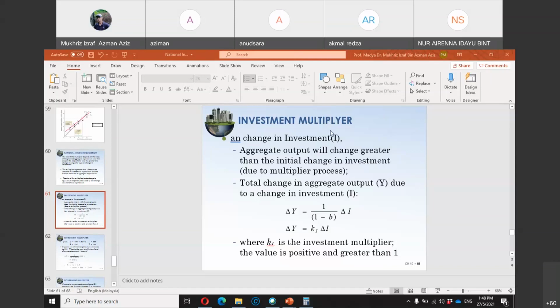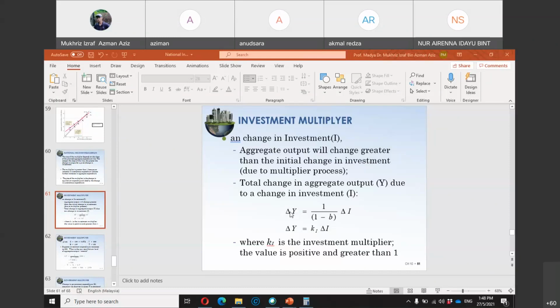Let's say an investor from Japan comes to Malaysia and gives 100 million ringgit as an investment, to build a factory, for example. So our investment has increased by 100 million ringgit. Investment changes by 100 million. When new investment comes in, we treat that as a change in investment. So when investment increases by 100 million, we want to know the effect on GDP. We want to see how much our GDP changes.